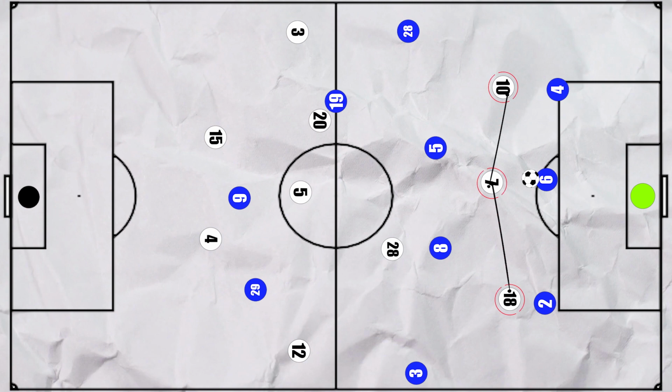Nuno couldn't afford to have the first line of pressure be broken so easily and so often, so as the game went on they sat deeper, and we saw Son being more withdrawn at times to help cover a midfielder.